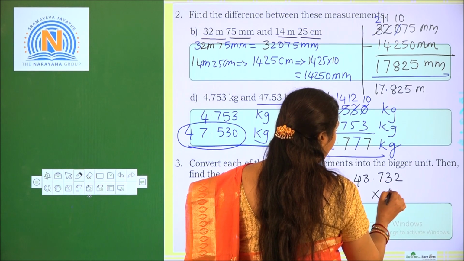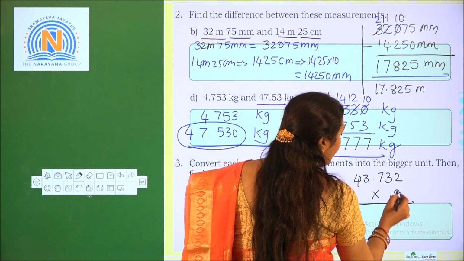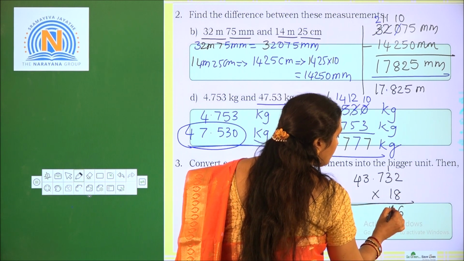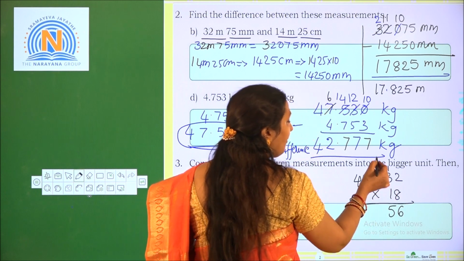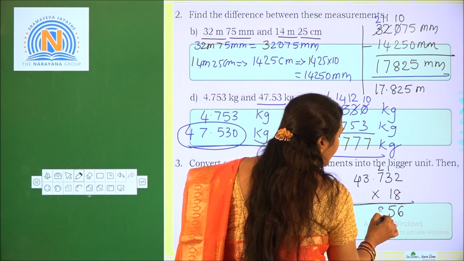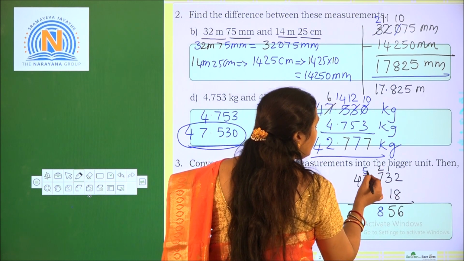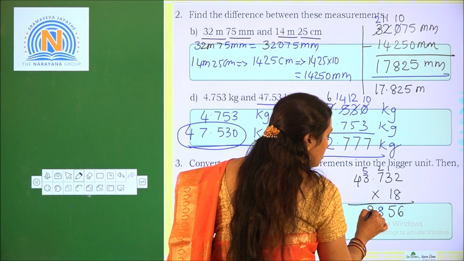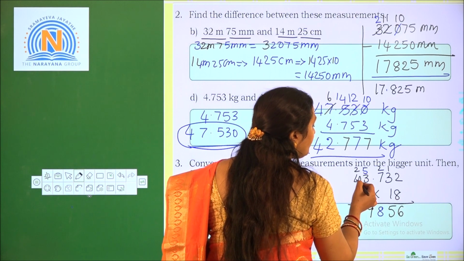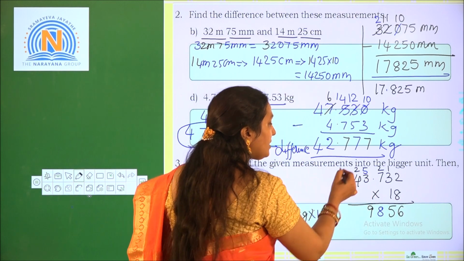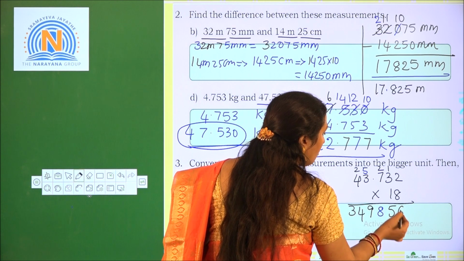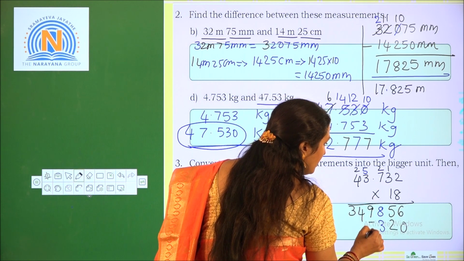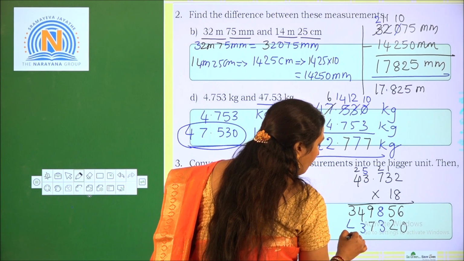43.732 into 18. So multiply: 8 2s are 16, 1 regroup. 8 3s are 24 plus 1 is 25. 8 7s are 56 plus 2 is 58, 5 regroup it. 8 3s are 24 plus 5 is 29, write 2 here. 8 4s are 32 plus 2 is 34. Now ones place should be 0: 1 2 2, 1 3 3, 1 7 7, 1 3 3, 1 4 4.